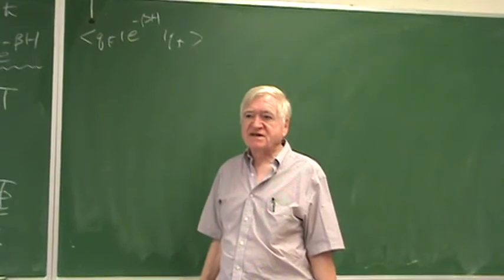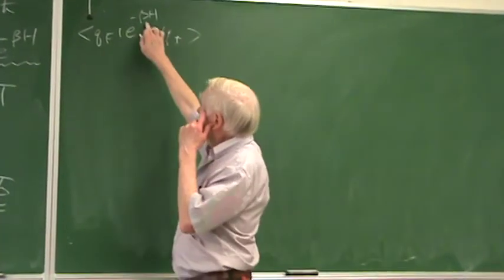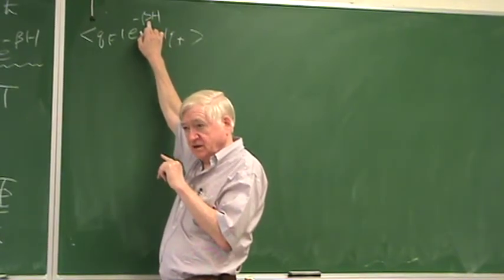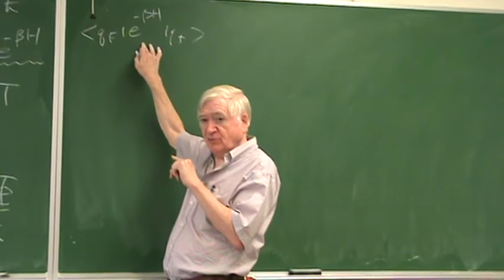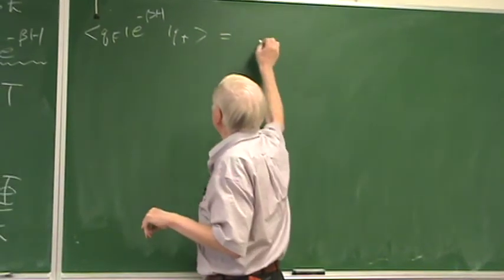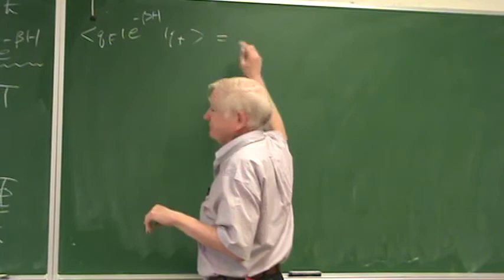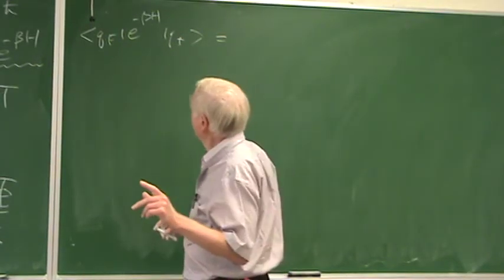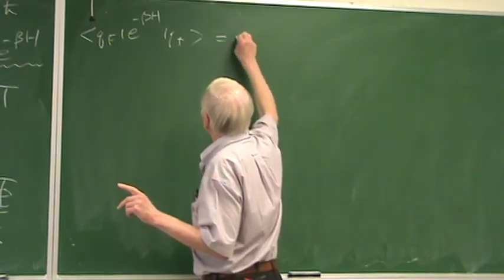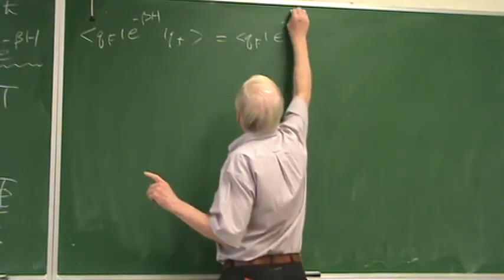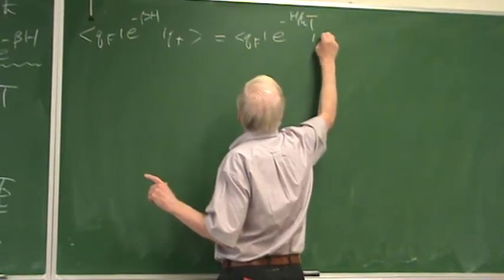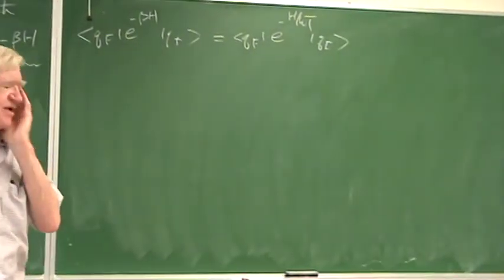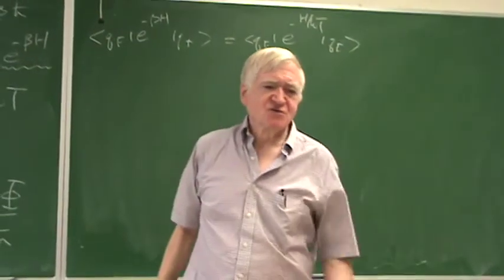And now what's interesting about this? As T goes to zero, beta goes to infinity, and this becomes a projection operator on the ground state. I'm not emphasizing e to the minus H over kT. So as you let T go to zero, temperature go to zero. Sorry, you thought I meant time. All right. Okay, you get another chocolate anyway.